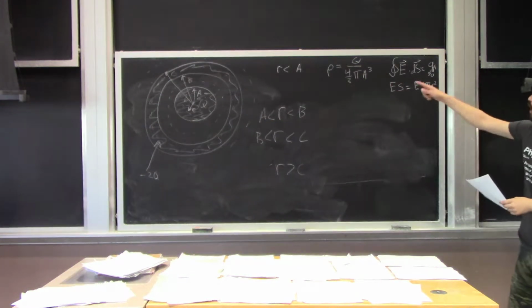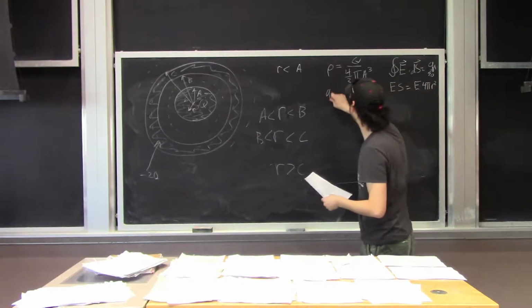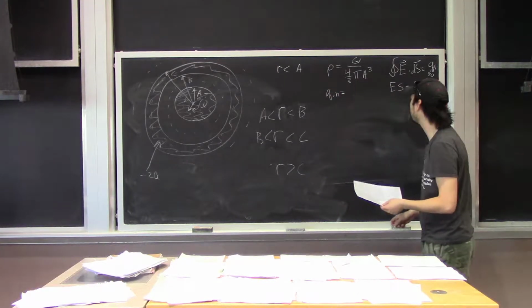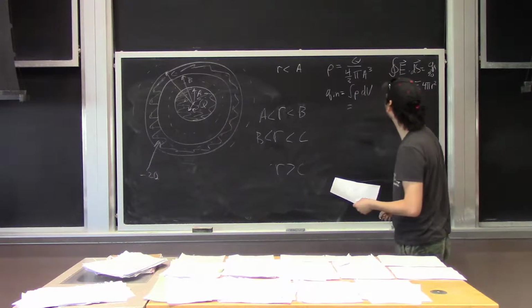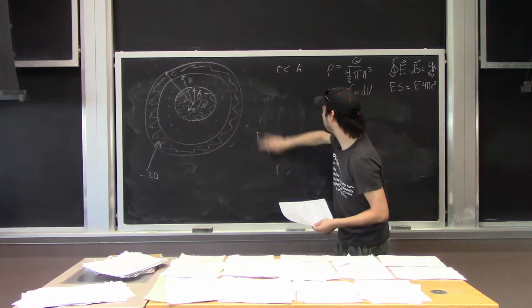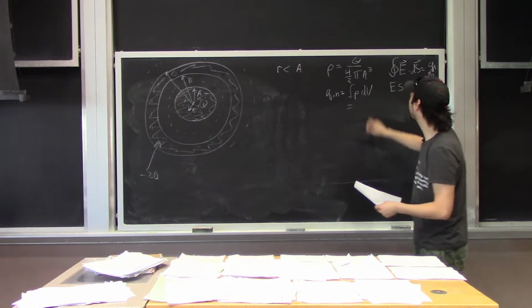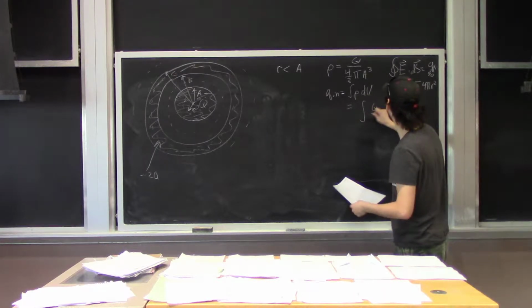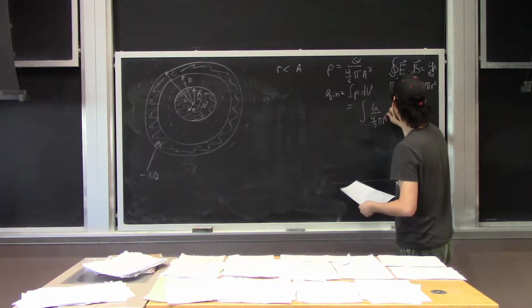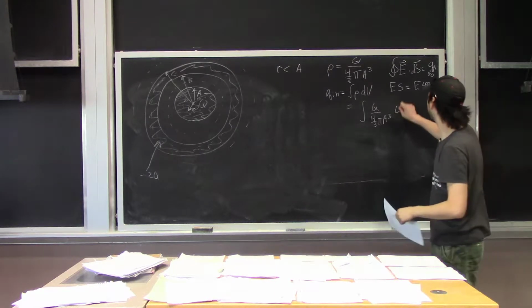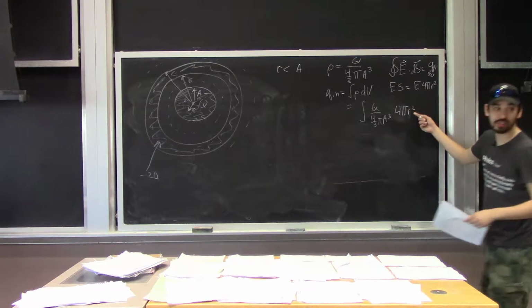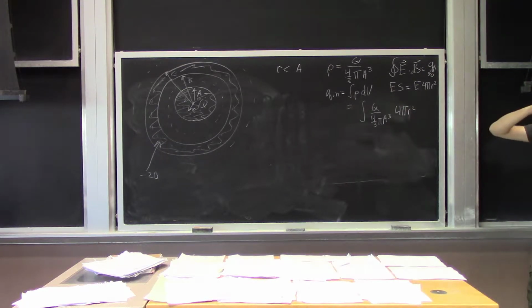So now we can find what Q enclosed is here by saying that Q enclosed is just going to be equal to the integral of rho dV. And so this is going to be equal to the integral of q divided by 4/3 pi a cubed. What is dV for spherical coordinates? Remember? It's 4 pi r squared. Good. So this is 4 pi r squared times dr. Yep.